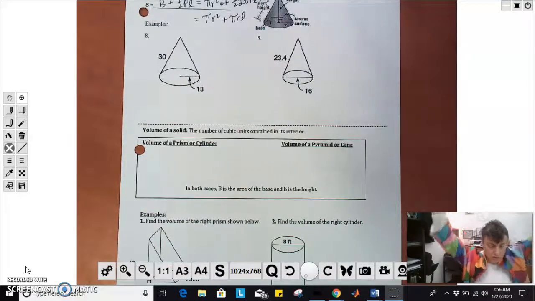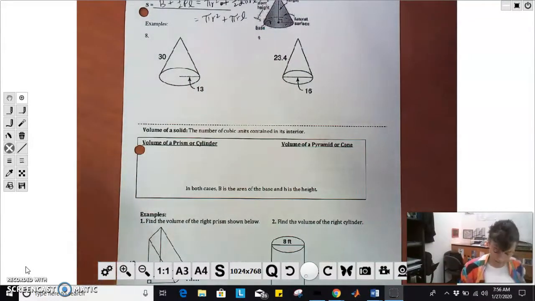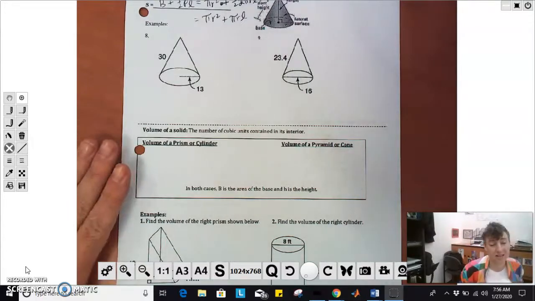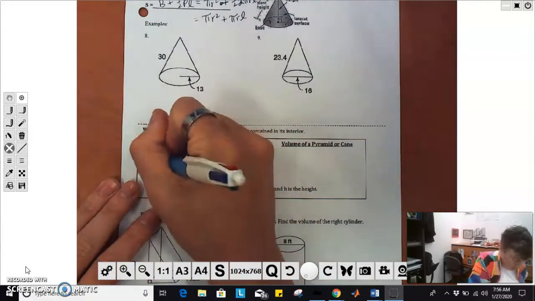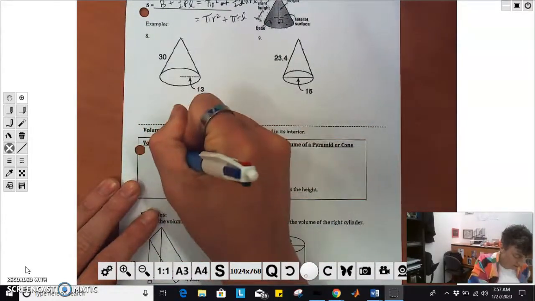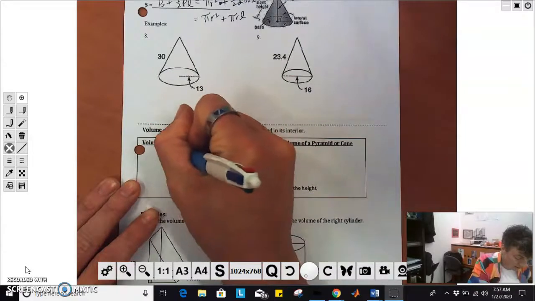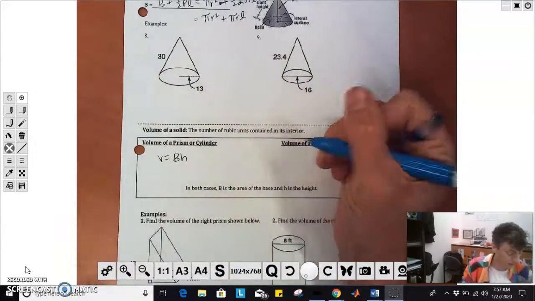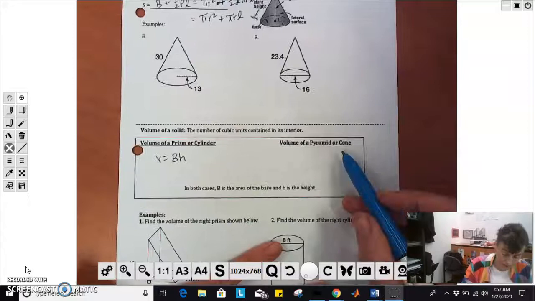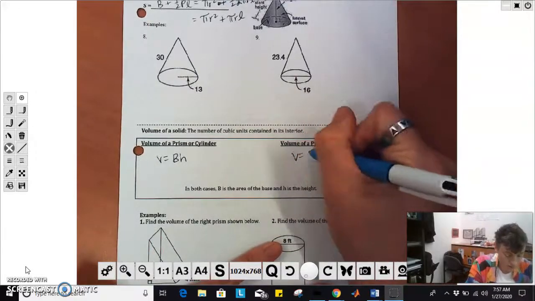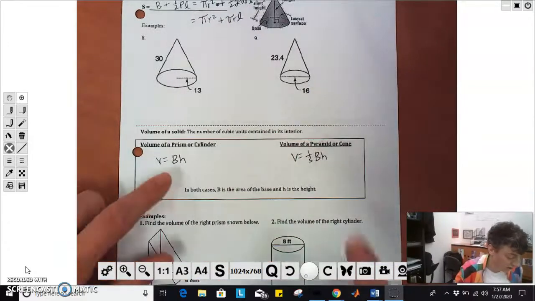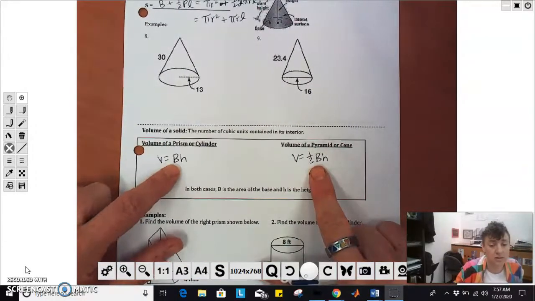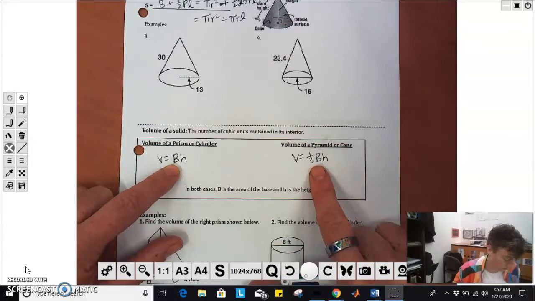Let's move on to volume real quick here. Volume of a prism or a cylinder, again, that's something that has two bases. That's going to be the area of the base times the height. Area of the base times the height. Volume of a pyramid or a cone is going to be 1/3 the base times the height. Only thing we got to be careful with is our base a polygon or is our base a circle? Okay.